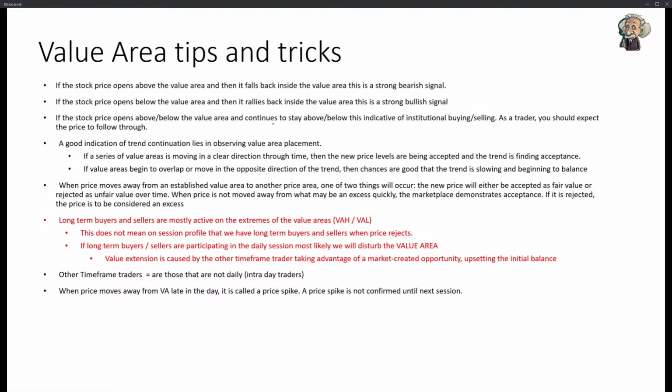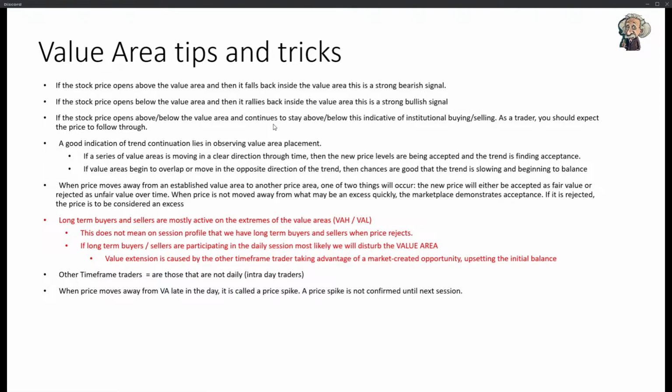Longer time frame participants are just going to sit on their hands until their limits are filled, until they get the price at those levels, and that's when the price gets the excess, either top or bottom, because it did not spend a lot of time there. It had to fulfill a lot of orders, and price jumps or drops from those levels, right? And if the long-term firm buyers and sellers are participating in a daily session, they will most likely disturb the value area. I would say value extensions are caused by other time frame traders taking advantage of market-created opportunity, and usually they're the ones responsible for the break of IB.